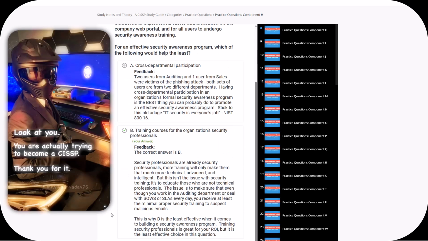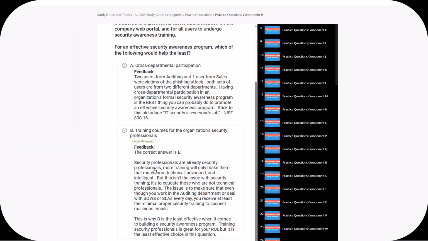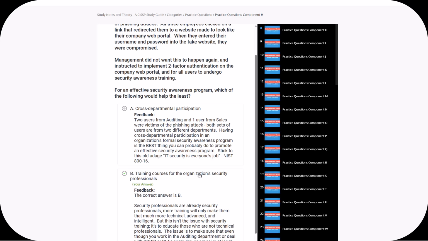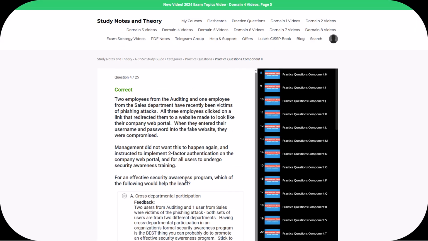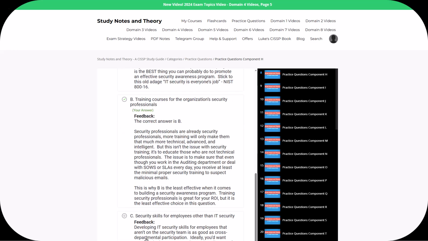Yeah, that's right. The correct answer is B, because security professionals are already security professionals. More training will only make them that much more technical, advanced, and intelligent. We don't want that. I mean, of course we want that, but we don't want that for this question. We want the employees getting the training. So that's why choice B is the right answer.